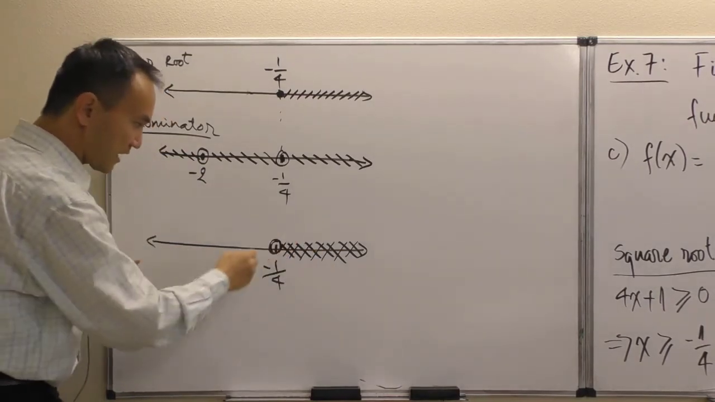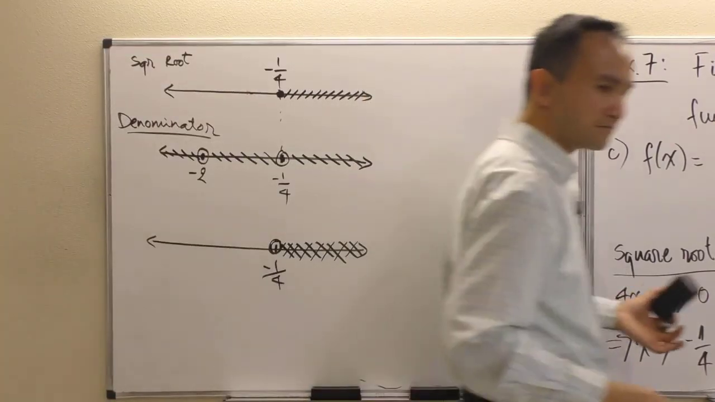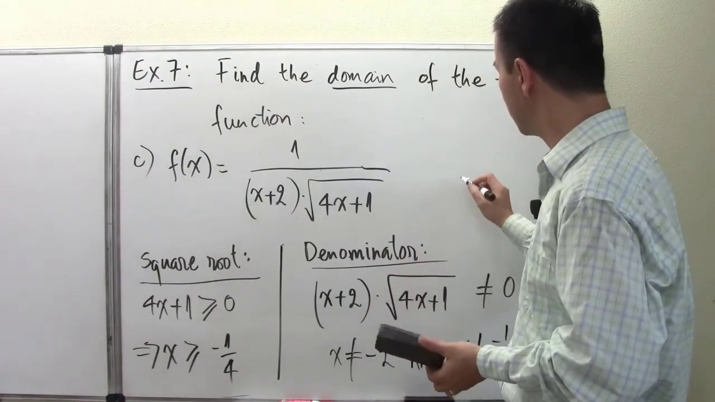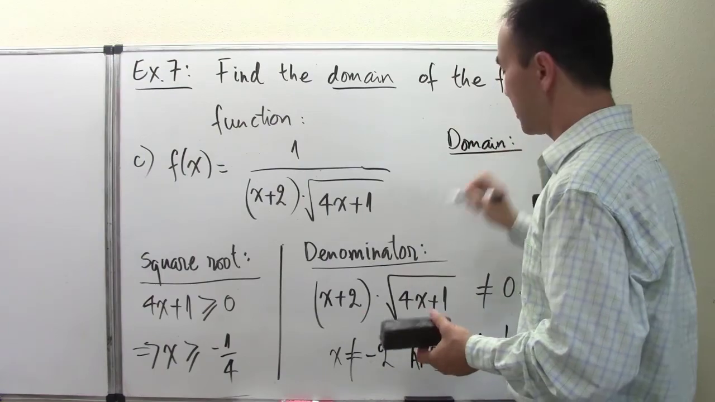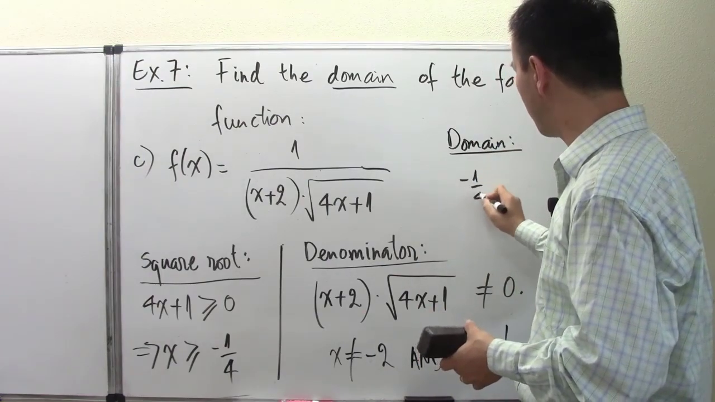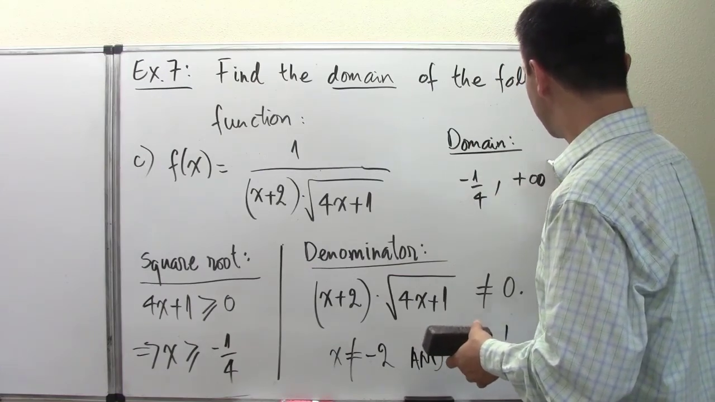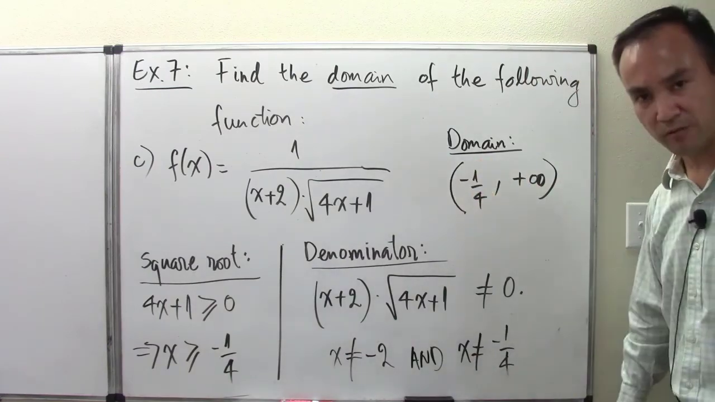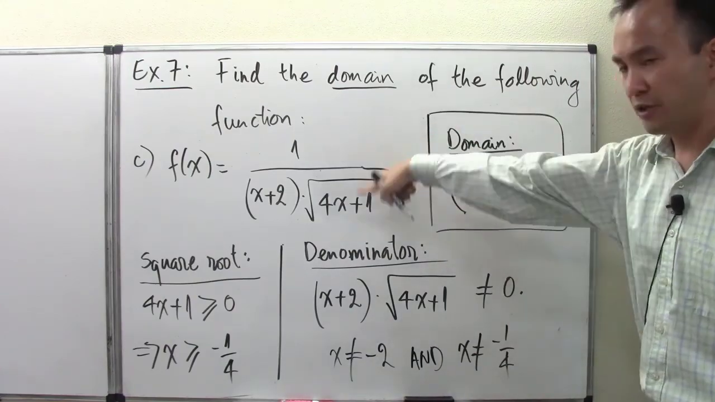Okay, so now that comes to our final solution. After looking at that graph, our final domain, by seeing from the graph that we have seen earlier, is anywhere between negative 1/4 and positive infinity. It's always parentheses on the positive infinity, but it's also parentheses on the negative 1/4 because we excluded that. So that's the domain of this particular function.